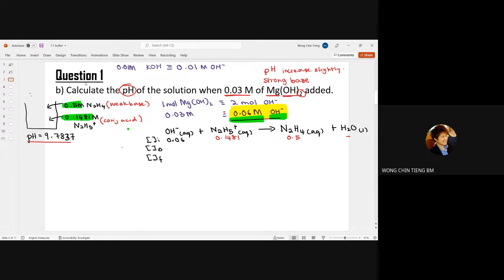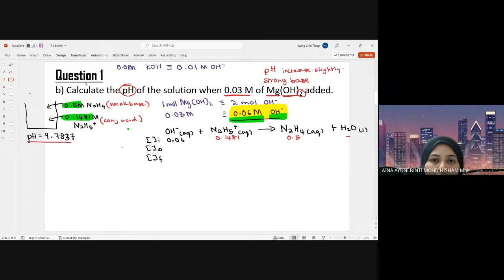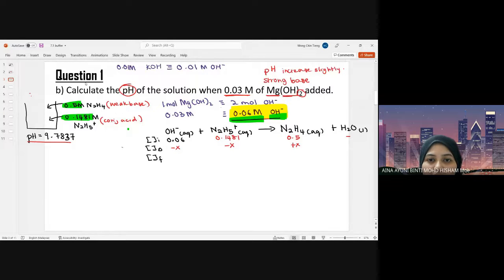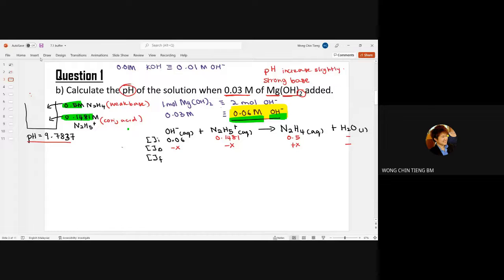Okay, senang. Aina, can I have the changes? Negative 2x, negative x, negative x, plus x, plus x. And water ignore. Yang saya nak dengar tu ignore. So over here, then you can solve your ice table very quickly. 0.06 minus x, 0.1481 minus x, 0.5 plus x. Over here, ignore. Betul? Okay.